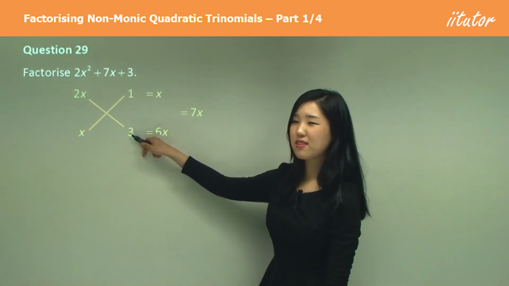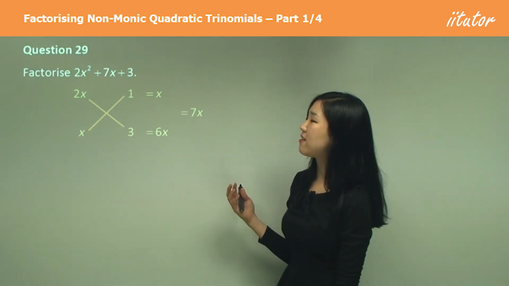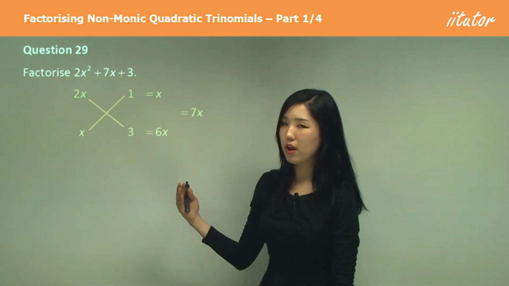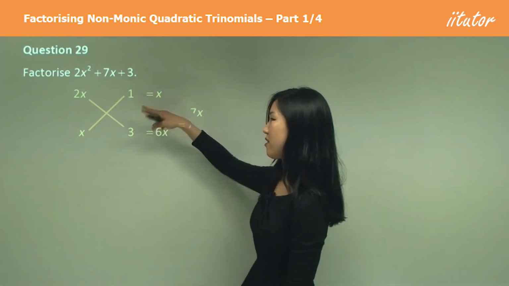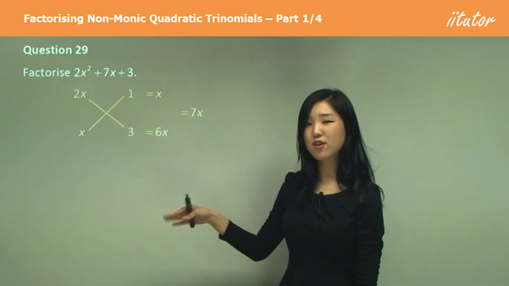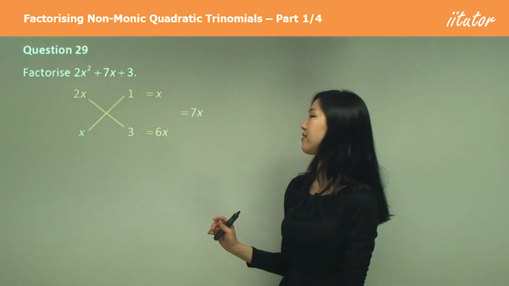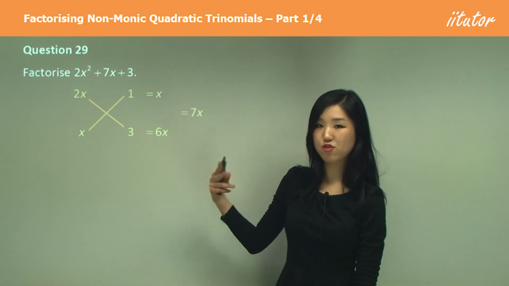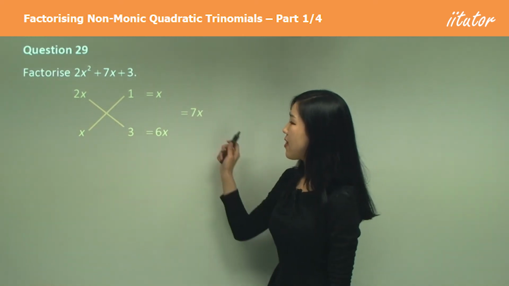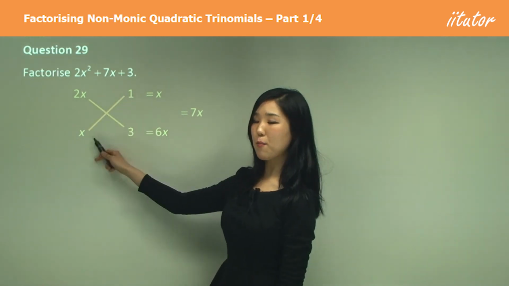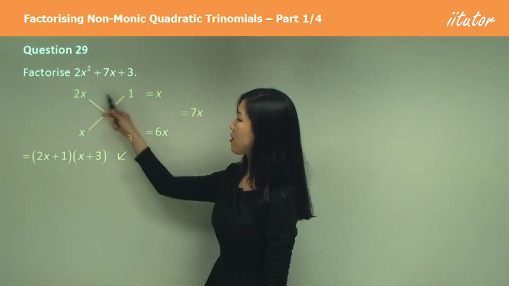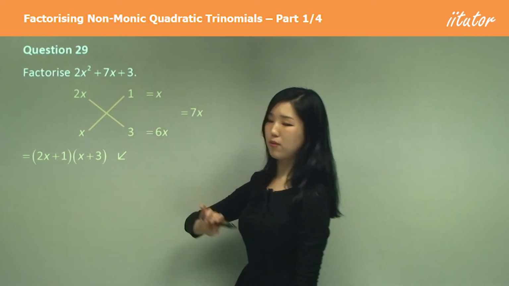That's why I put 3 here. But sometimes it's a little bit difficult to tell that, so you might like to do some trial and error. You might like to start by putting 3 there, and if that doesn't work out, you might like to switch that and try again. Okay, so don't panic if you don't get the right answer. Always try switching around and try again. So that's what I've got, and I know that these two are the same, so I've got the right combination. So it's going to be 2x plus 1 times x plus 3, just like that.